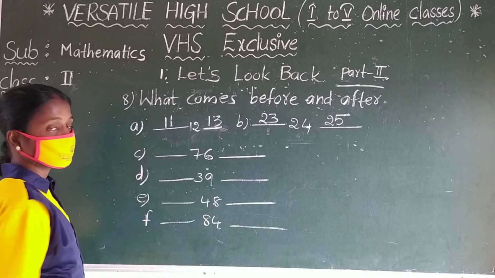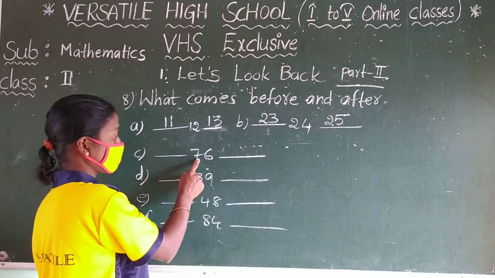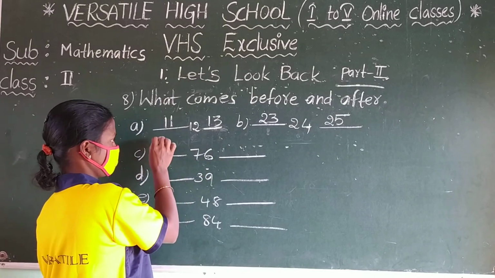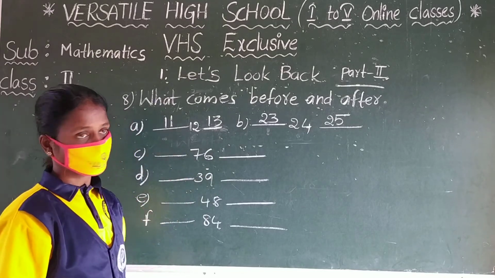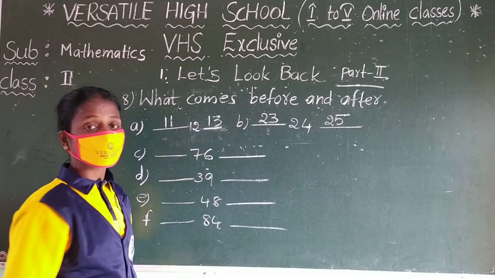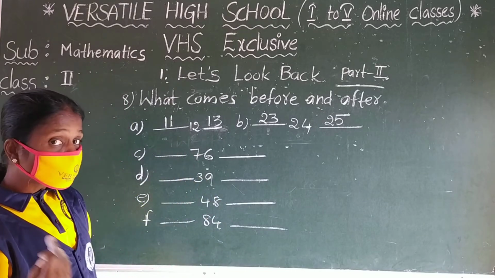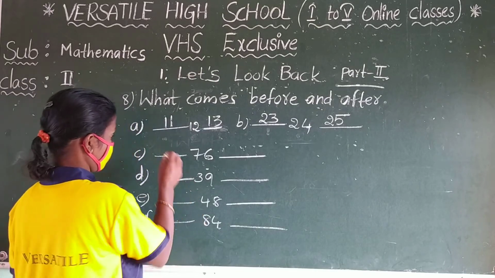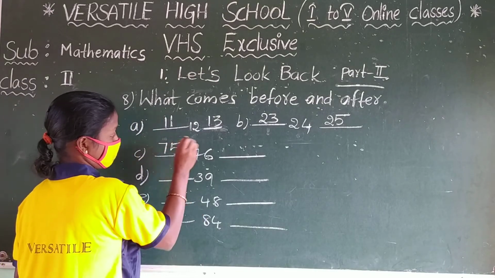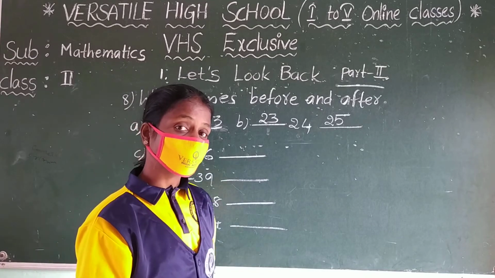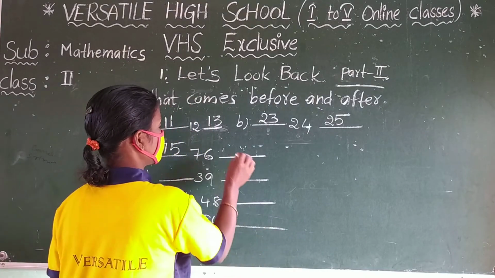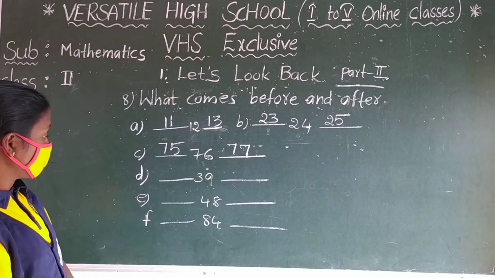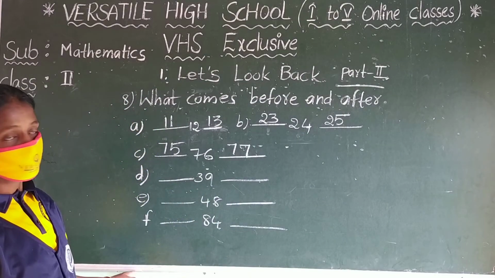Now observe the C. What is the C giving us here? Dash 76 dash, or box. In your textbook box is given. So 76 before number, what is that? 75. 76 after number, 77. Remaining these are in your textbook.